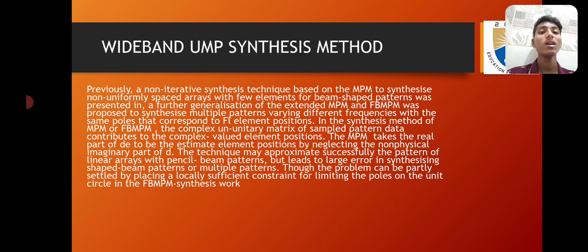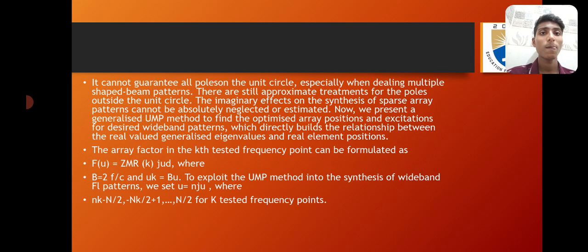partly settled by placing a locally sufficient constraint for limiting the poles to the unit circle in the FBM-PM synthesis work. It cannot guarantee all poles on the unit circle, especially when dealing with multiple shaped beam patterns. There are still approximate treatments for the poles outside the unit circle. The imaginary effects on the synthesis of sparse patterns cannot be absolutely neglected or estimated.